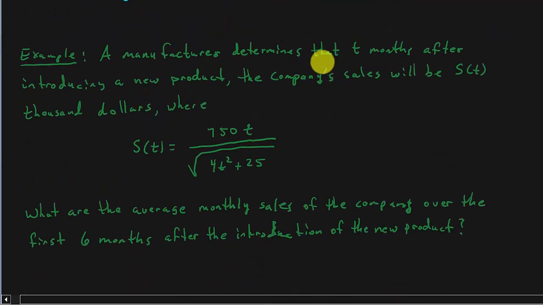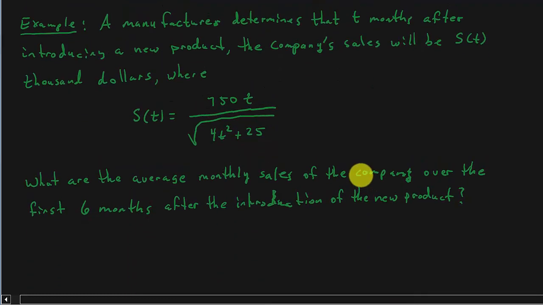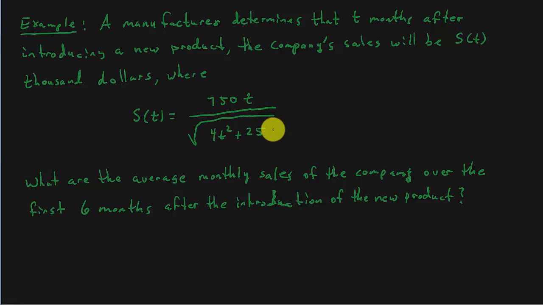All right. So let's look at this example. It says a manufacturer determines that T months after introducing a new product, the company's sales will be S of T thousand dollars, where S of T is 750T divided by the square root of 4T squared plus 25. What are the average monthly sales of the company over the first 6 months after the introduction of the new product?